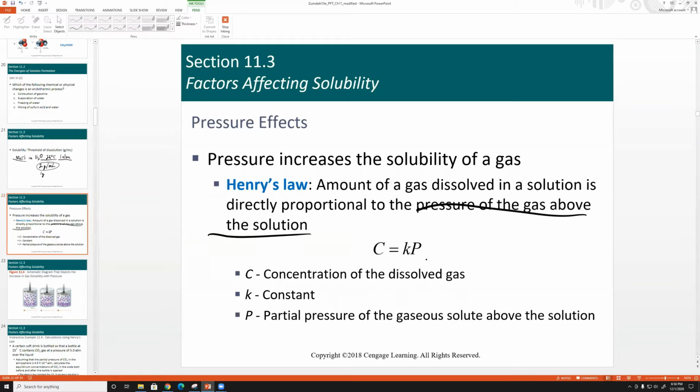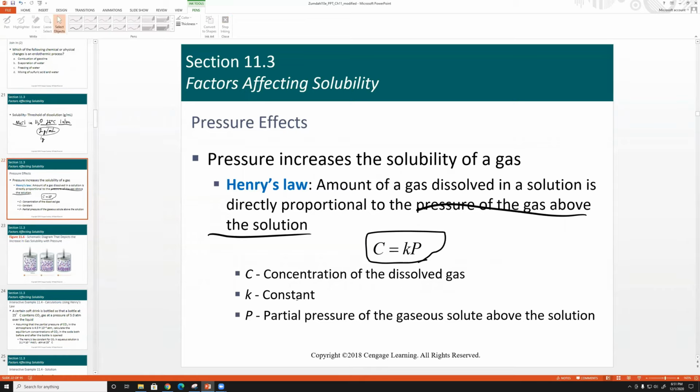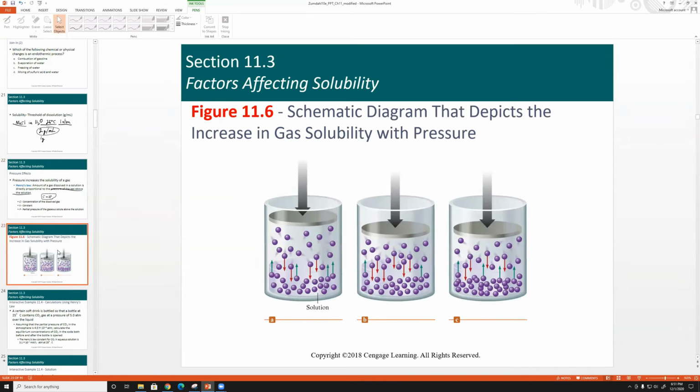All right, so Henry's law, the equation for it is C = kP, where C is the concentration of the dissolved gas, usually in molarity, k is the constant, and P is the partial pressure. So the constant varies with the gas, and the partial pressure is the partial pressure of the gas above the solution. So that's the headspace pressure.